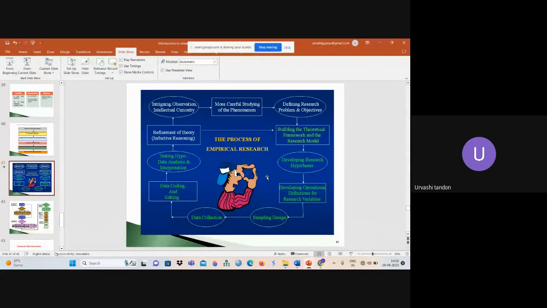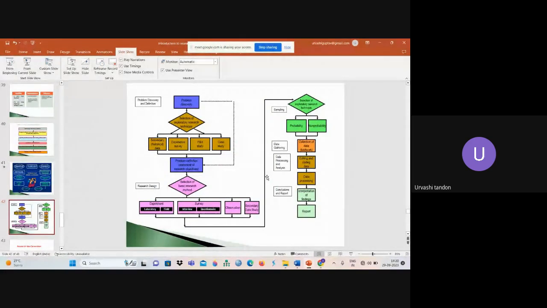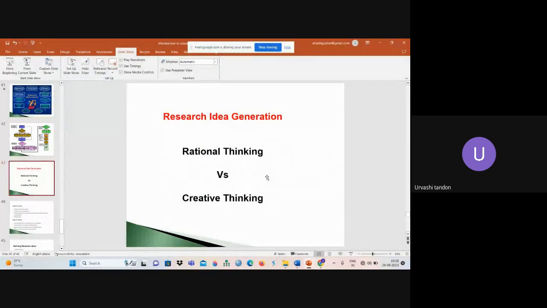Okay. Anyways, then we develop the hypothesis and operational definitions for the variables. Although this is beyond the scope of this workshop, maybe in some other workshop at some other time I'll explain these. You take some sample, then you go for data collection, then you test that data, and finally you refine. So now what is important is how to generate or develop a topic, right?